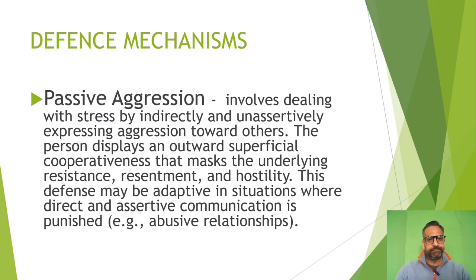Passive aggression involves dealing with stress by indirectly, unassertively expressing aggression towards others. The person displays an outward superficial cooperativeness that masks the underlying resistance, resentment, and hostility. This defense may be adaptive in situations where direct and assertive communication is punished. For example, an abusive relationship.